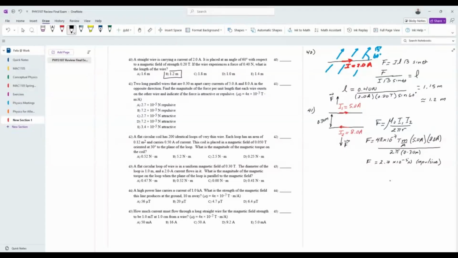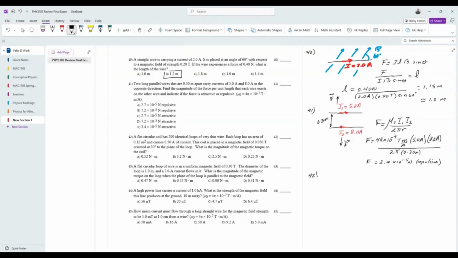So now, let's see the next set of exercises about circular coils, including torque. There are a couple of problems at least about torque here, 42 and 43. So let's see those exercises.